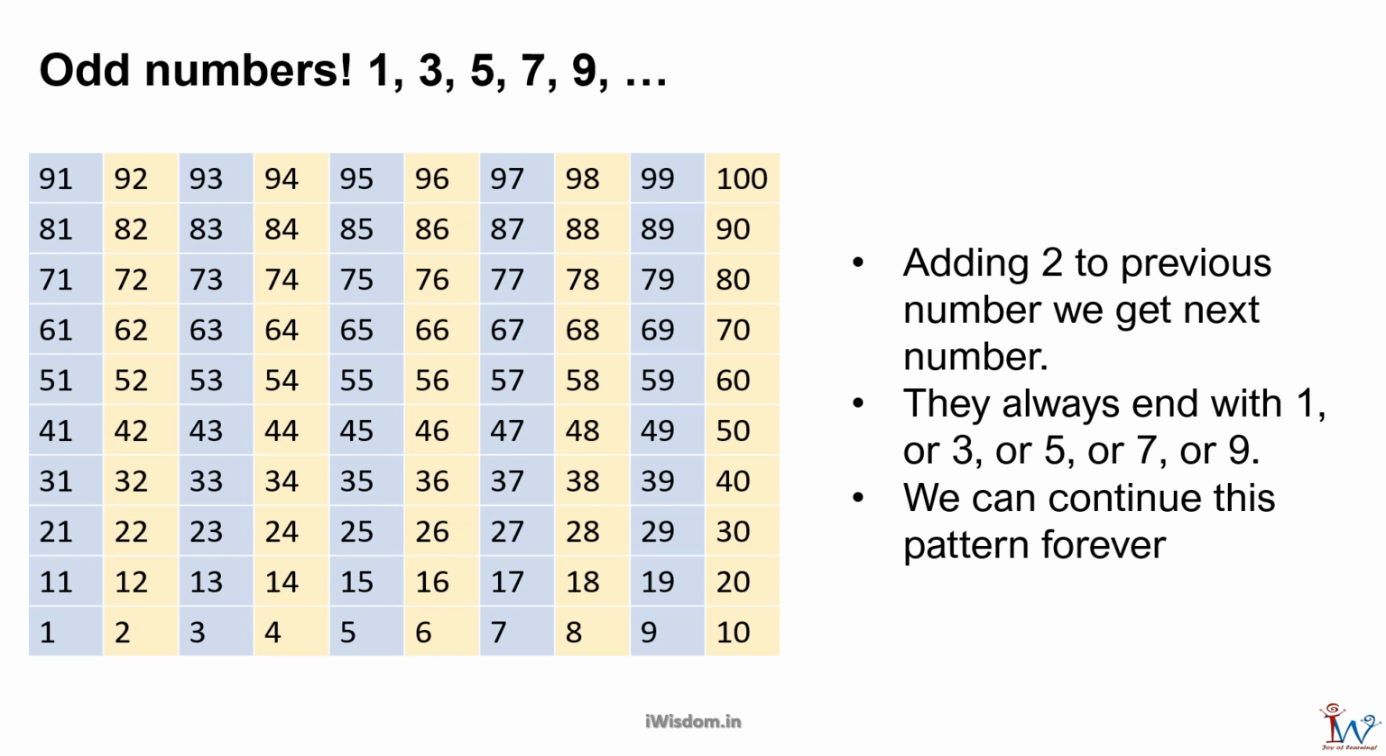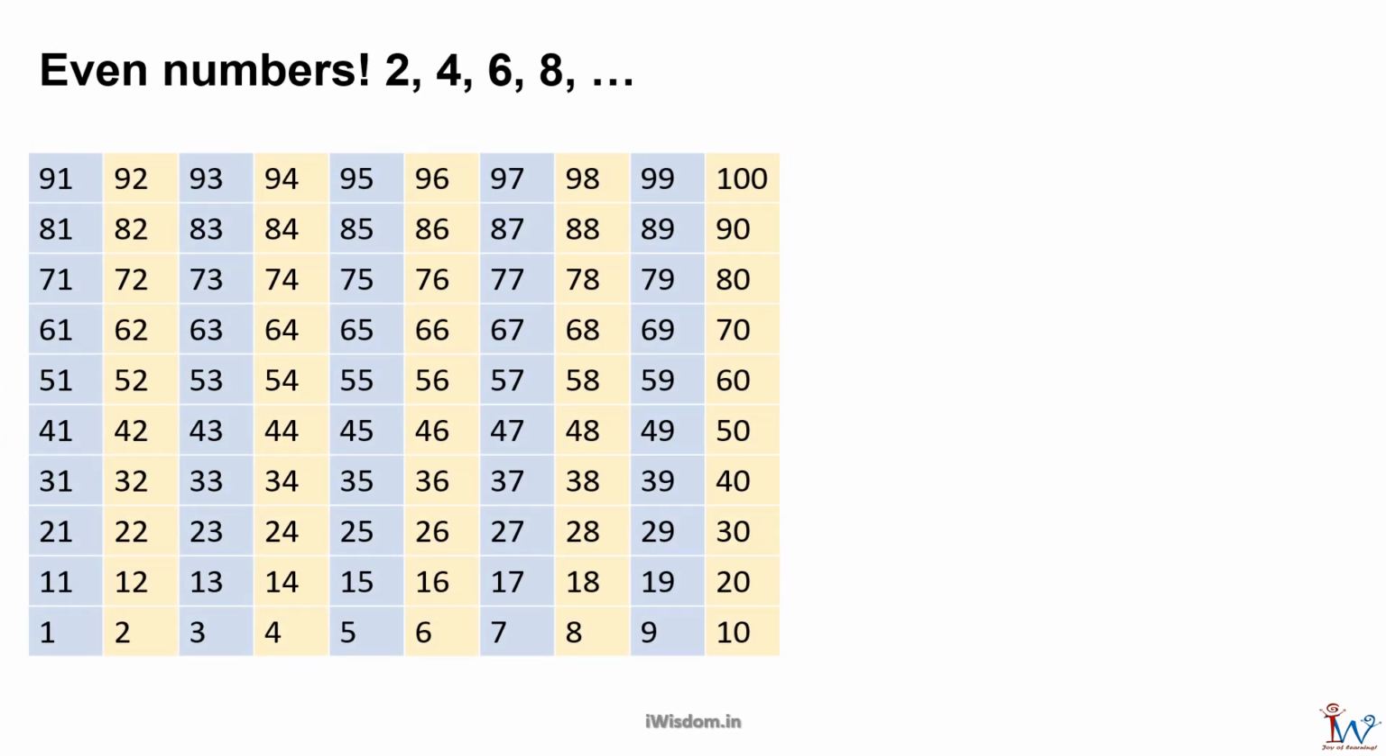Excellent. We can continue this pattern forever. So after 99 we get 101, 103, 105 and so on. Numbers in yellow cells 2, 4, 6, 8, and so on, are called even numbers. Can you observe these numbers and tell some of the rules to form even numbers?